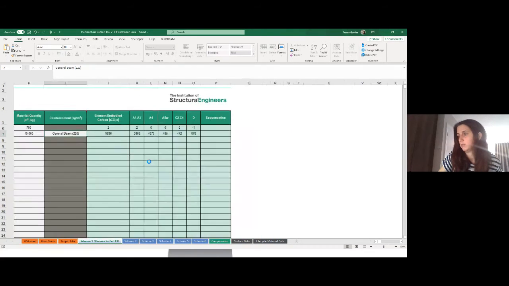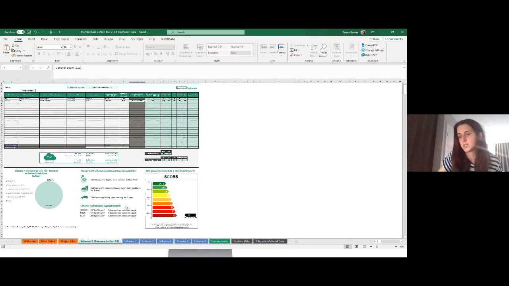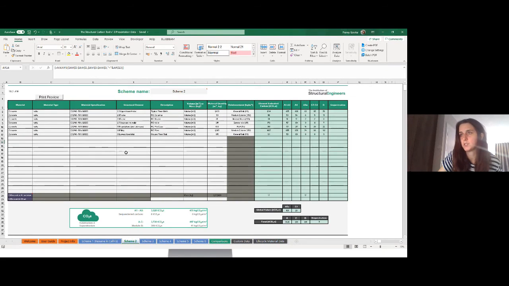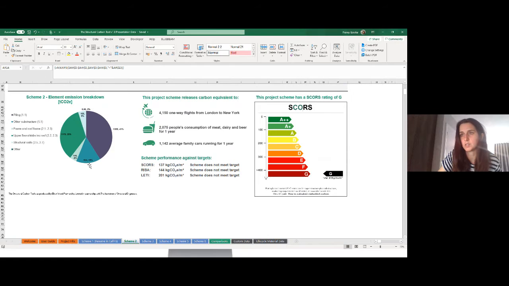If we zoom back out again, you can see the charts here don't make much sense because I've just added random information. But scheme 2, for instance, is a proper real life RC frame scheme. And you can start to see the value of the charts here. You can see the breakdown by the different types of elements and all of the target information here. So you can do that for up to 6 schemes.